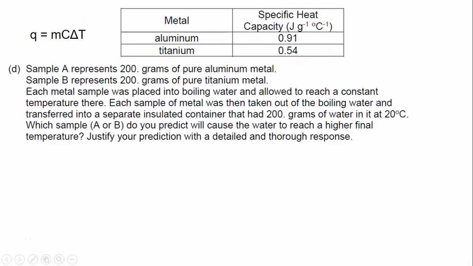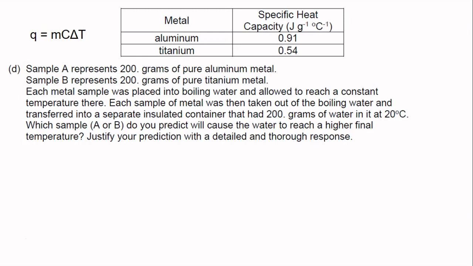All right, this is part D, another conceptual question. We have to think about which sample of metal, the aluminum or titanium, is going to absorb more heat. Each sample was placed in boiling water, that's 100 degrees Celsius. Each sample has the same mass, and then the hot metal was placed in 200 grams of room temperature water at 20 degrees Celsius. So whichever metal absorbed more heat in the boiling water is going to cause the room temperature water to be at a higher final temperature.